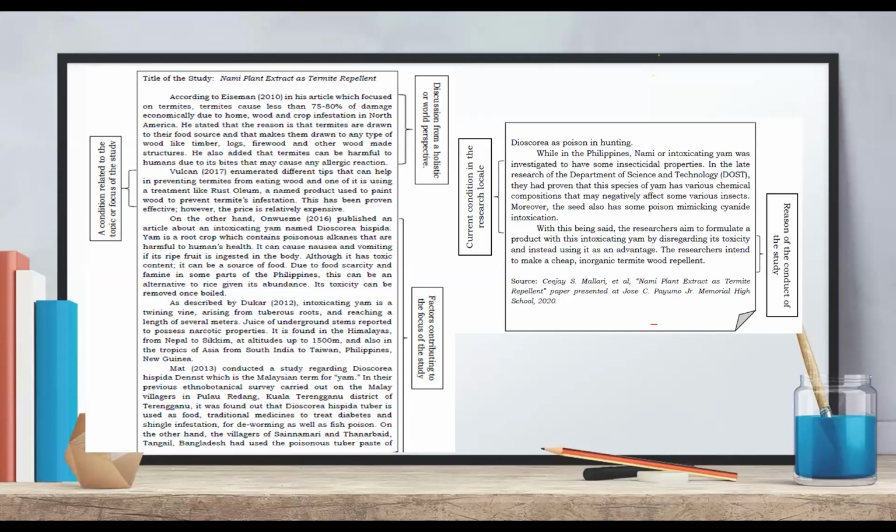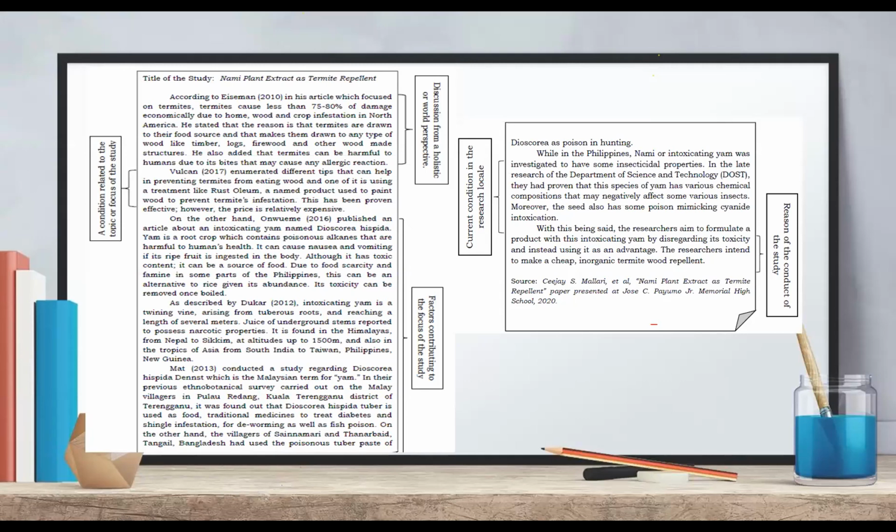Okay? And then the last paragraph is the reason of the researcher. Why are you going to conduct the study? What is your reason? So with this being said, the researchers aim to formulate a product with this intoxicating yam by disregarding its toxicity and instead using it as an advantage. The researchers intend to make a cheap inorganic termite wood repellent. So this is all about the background of the study.